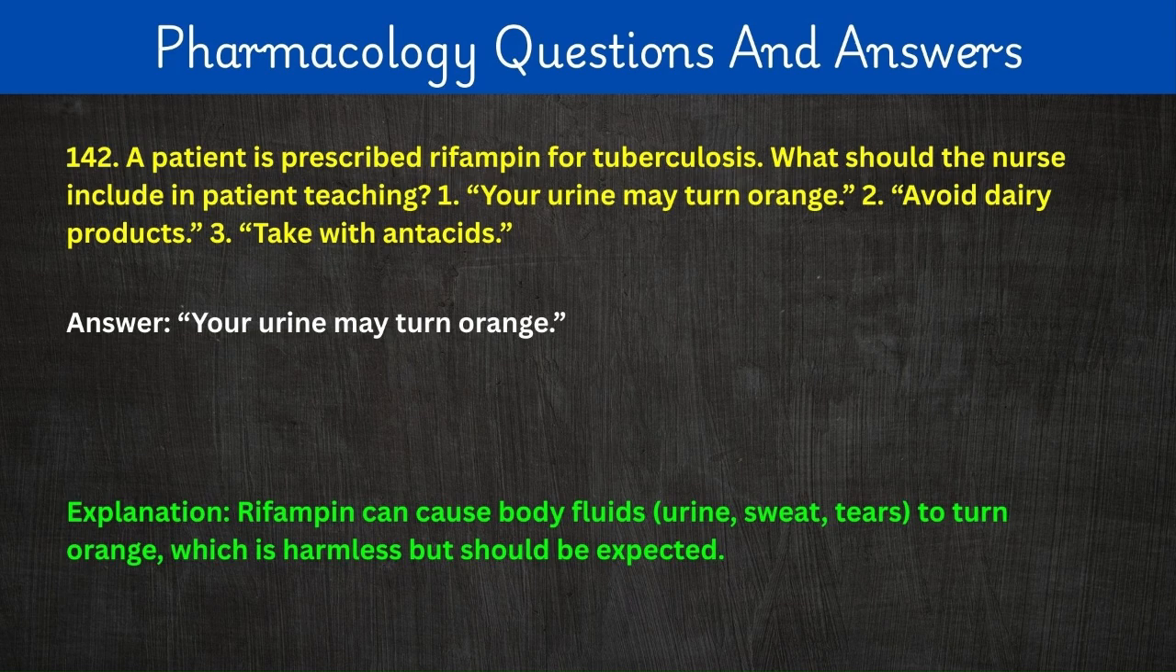142. A patient is prescribed rifampin for tuberculosis. What should the nurse include in patient teaching? 1. Your urine may turn orange. 2. Avoid dairy products. 3. Take with antacids. Answer: your urine may turn orange. Explanation: rifampin can cause body fluids, urine, sweat, tears, to turn orange, which is harmless, but should be expected.